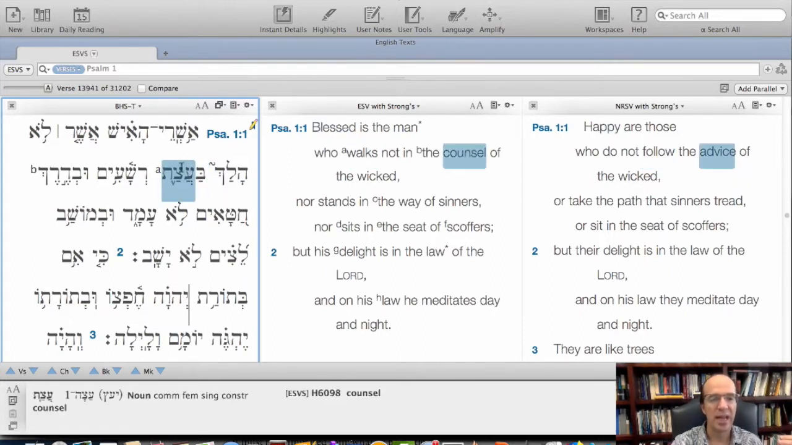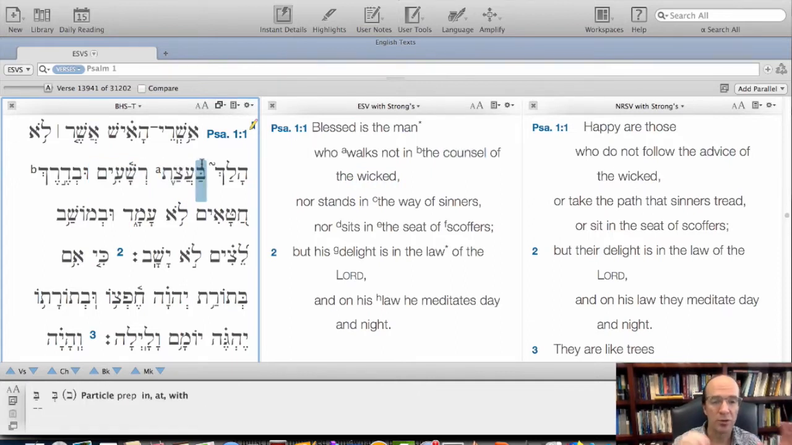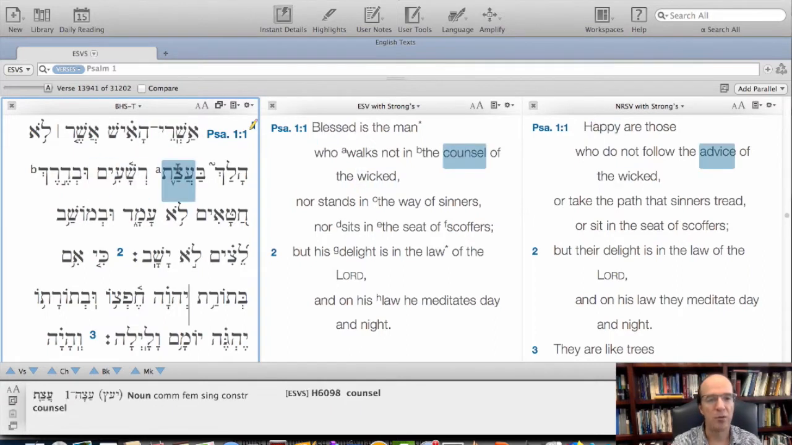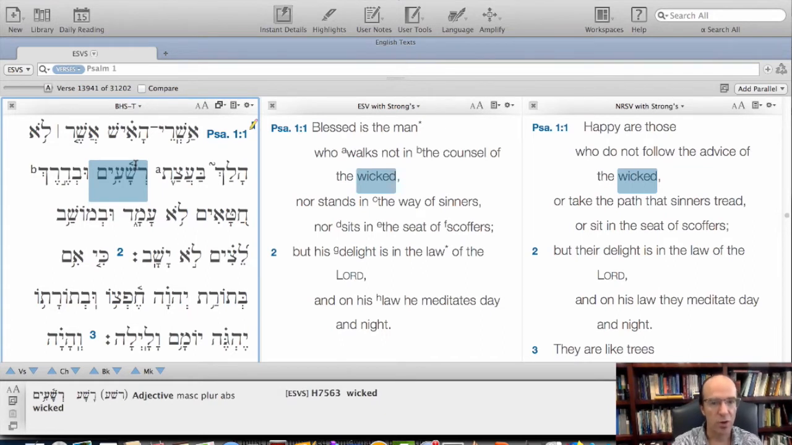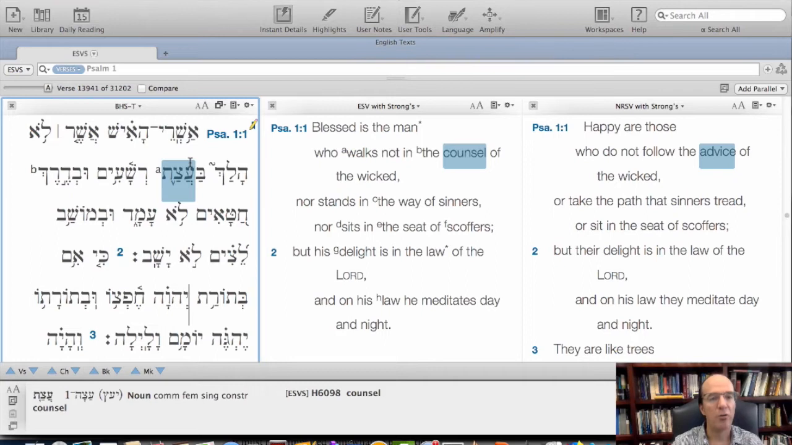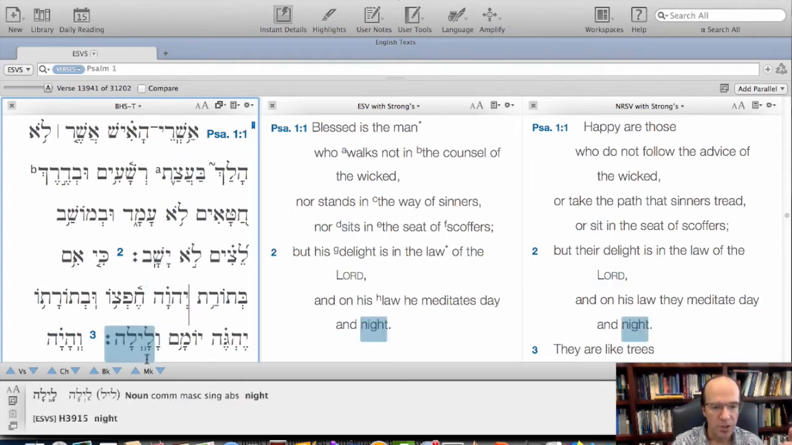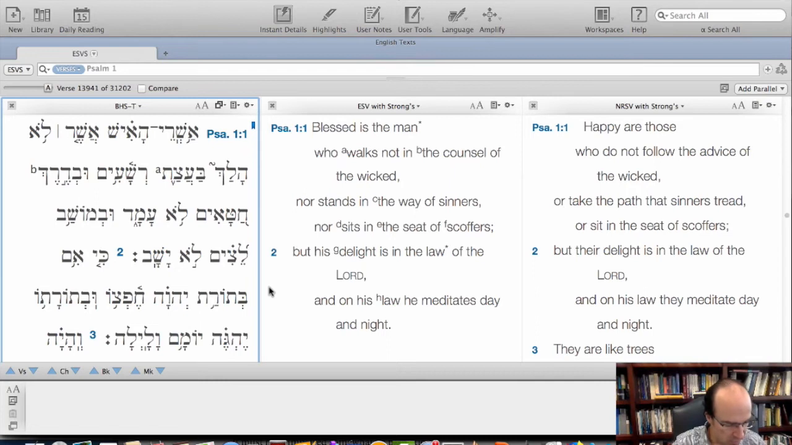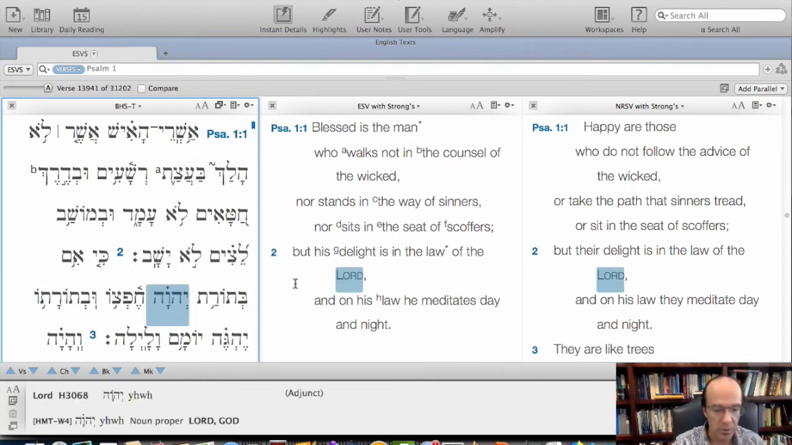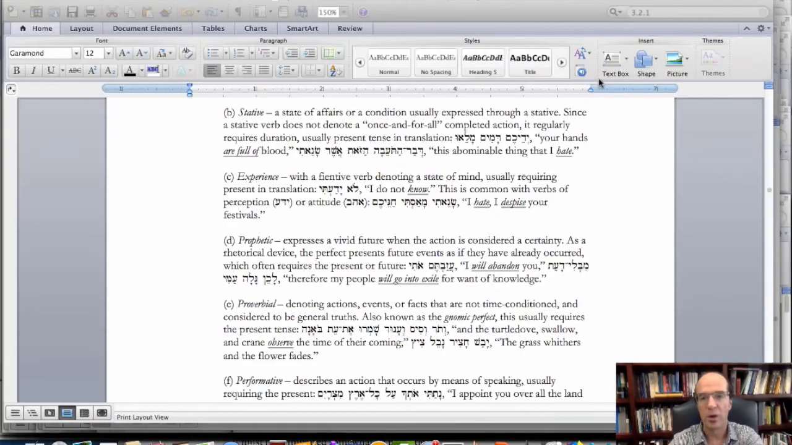So let's look. We have in the counsel of the wicked. So for grammar, we have to do two things. First, we have a prepositional phrase indicated by the preposition bet, and the object of the preposition is this noun phrase that has a bound form with a genitive. So the object of the preposition is the noun phrase, counsel of wicked. Okay, well, let's start with the bet. To look up the prepositions, you're going to want to go to 4.1 in the Arnold Choi book.